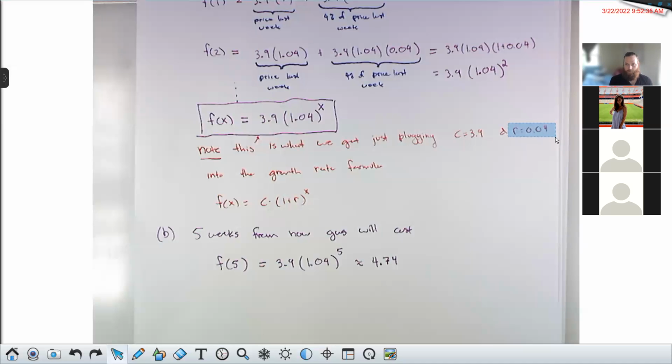You would plug that number, that percentage written as a decimal, into this formula. If you are increasing at a certain rate, you would find that percentage as a decimal and plug that into this formula. And remember, C is always your starting value, right? This is what you get when you plug in 0 for X, because this whole thing will become 1 when you plug in 0 for X. So C is always your starting value or your initial value. R is your growth or decay rate. If you're growing, R is positive. If you're decaying, R is negative.